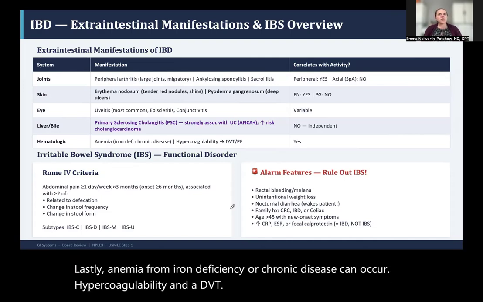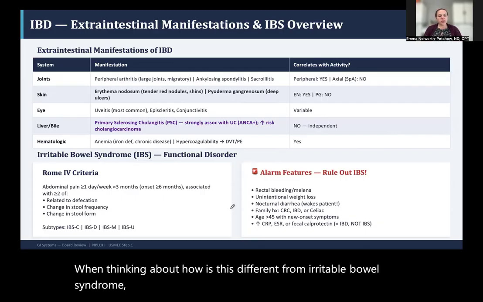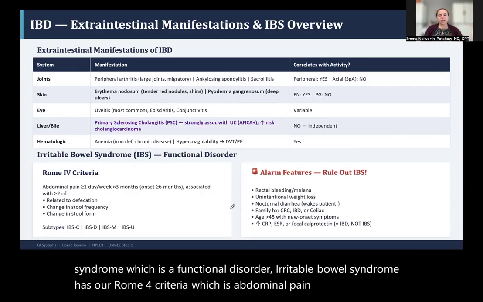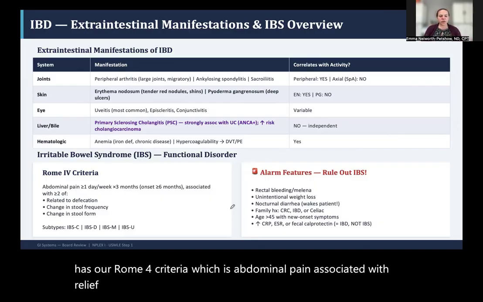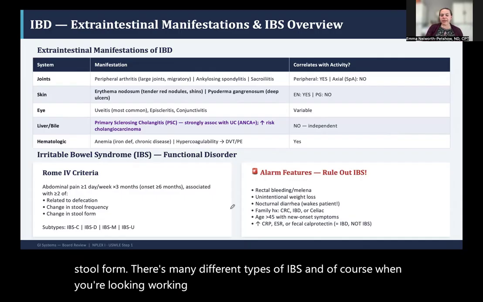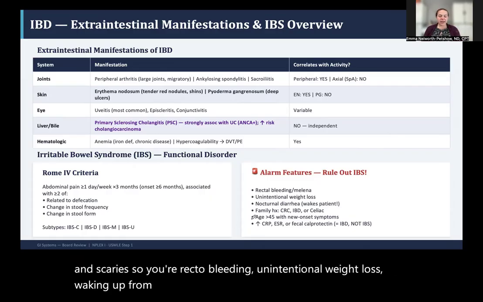When thinking about how this is different from irritable bowel syndrome, which is a functional disorder, irritable bowel syndrome has our Rome 4 criteria, which is abdominal pain associated with relief from defecation, change in stool frequency, and change in stool form. There are many different types of IBS. And of course, when you're working this up, you want to rule out your big red flags, so rectal bleeding, unintentional weight loss, waking up from sleep with diarrhea, etc.